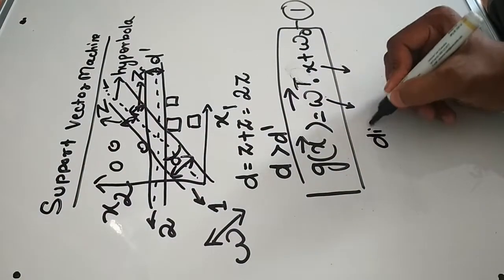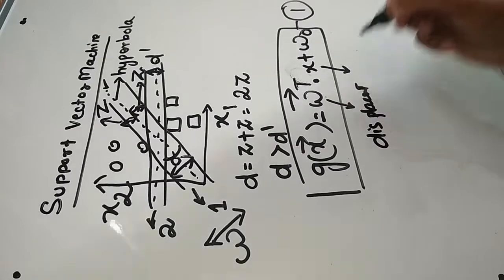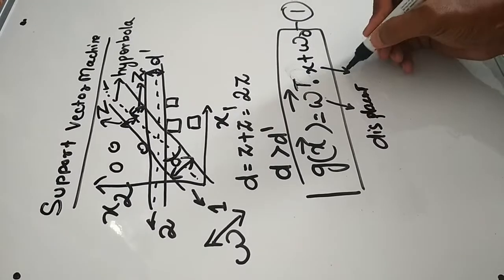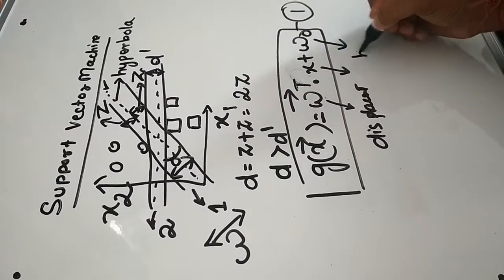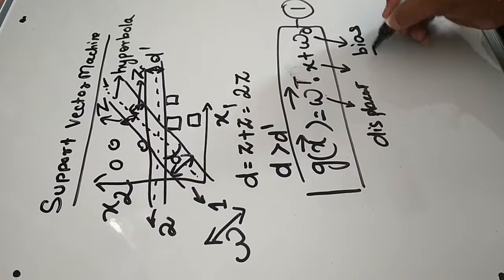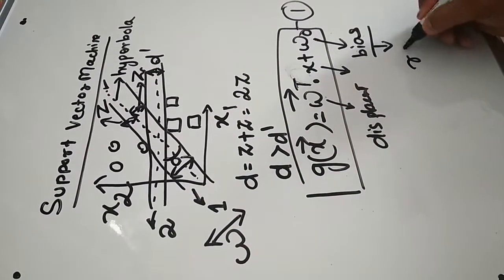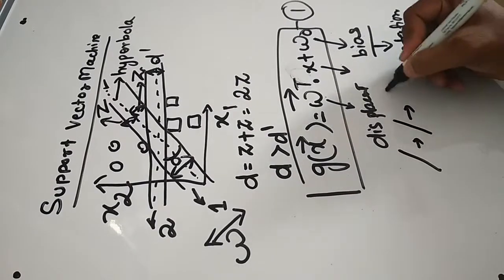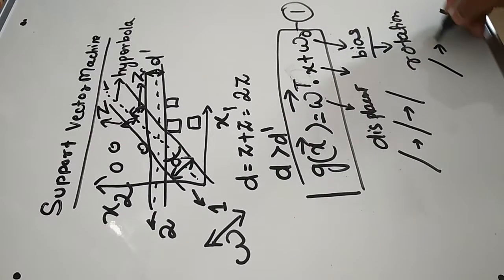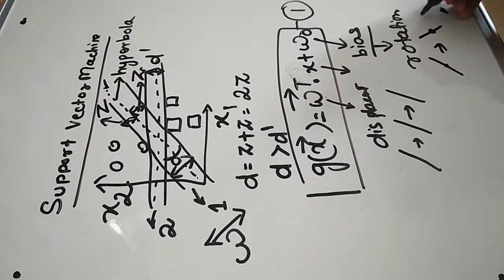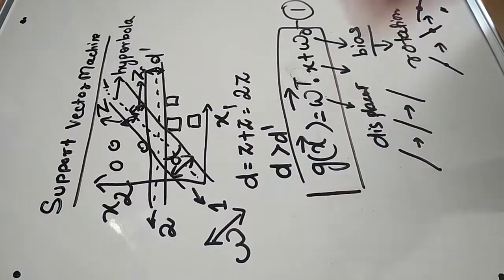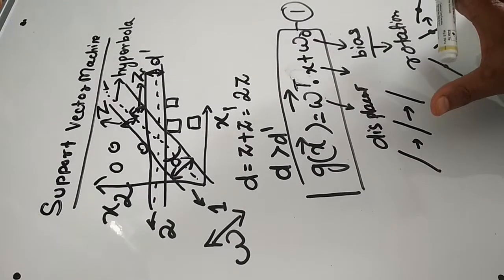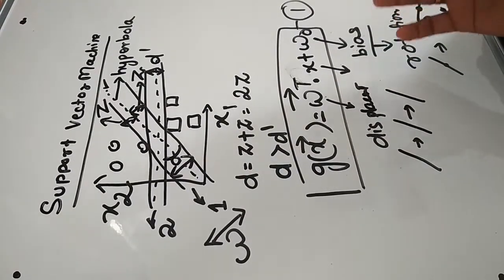This is used for displacement, this is a vector x, and this is called the bias. The bias is mainly used for rotation. So this is for displacement and this is for rotation. If you are rotating like this from this point, the rotation can be done using the bias. So this is the complete equation for the hyperplane, and we have to find the equation for the hyperplane.